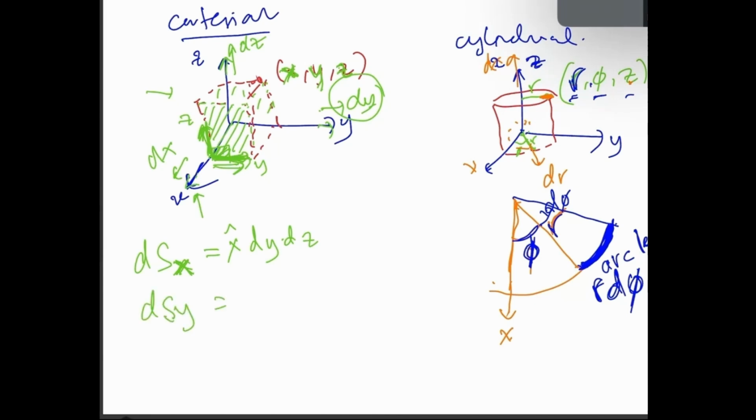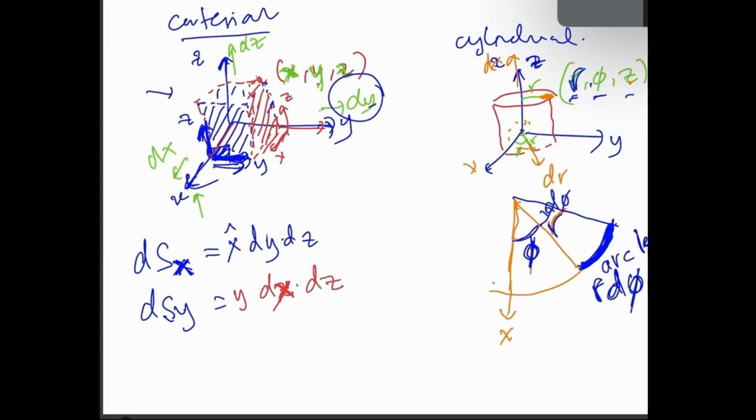Next is the surface for the y axis, dsy. S for surface, y for the y axis. Surface at the y axis is width times height. Height is z, the width is x. So dx times dz, in the y vector.